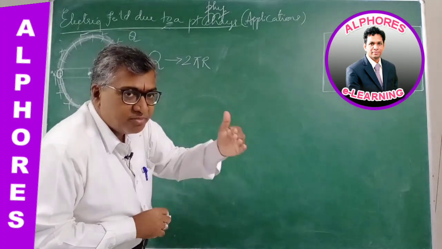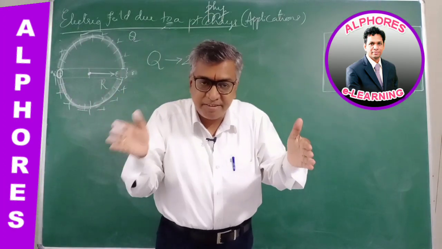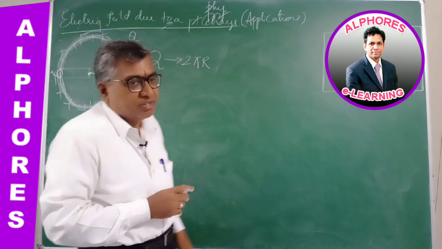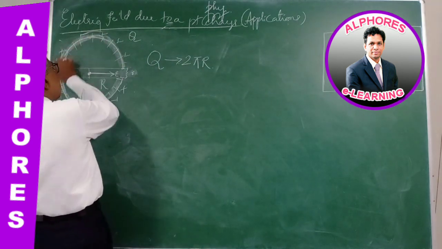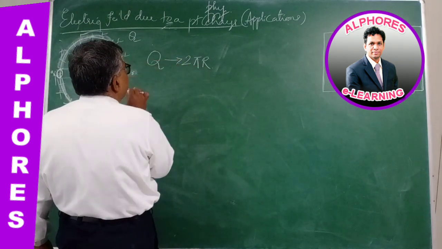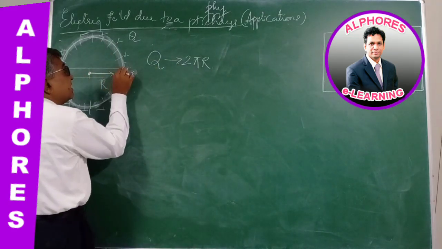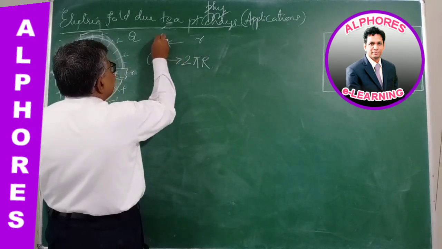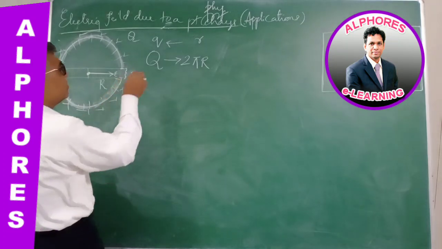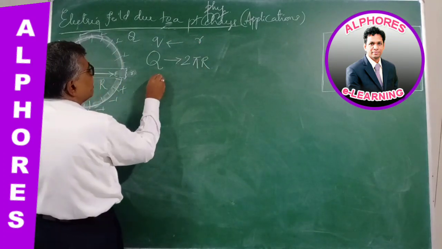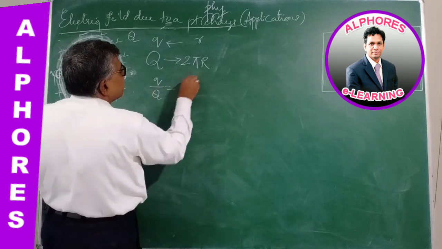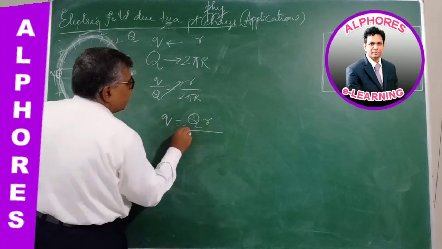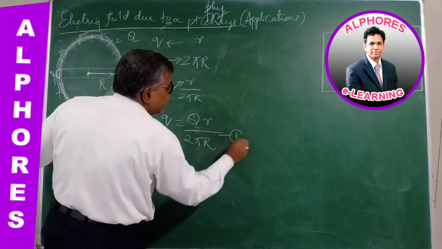Since the charge is uniformly distributed, for length L if it is Q, for L by 2 it would be Q by 2, because it is uniform distribution, same proportion. So for total circumference 2 pi r, the total charge is Q. For this small part of length small r, let us consider the charge be small q. So these both are in the same proportion. Small q by capital Q is small r by 2 pi r. Cross multiply. Small q is capital Q small r by 2 pi capital R, equation 1.